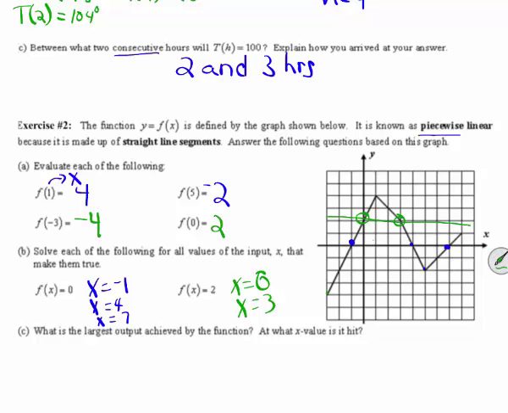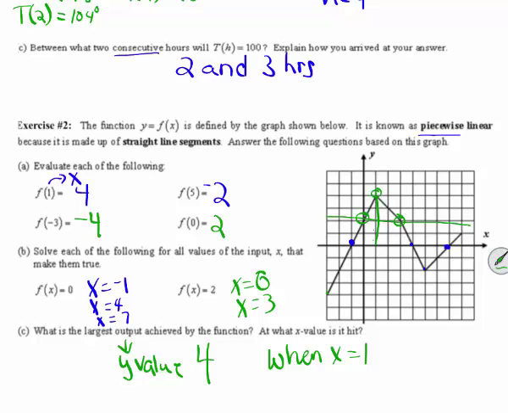What is the largest output value? That means the y value of the function. All right, well, your largest output is right here, and that is 1, 2, 3, 4. Okay, at what x value does this hit? Well, when is this 4? When x is 1. All right, hopefully we're good so far.